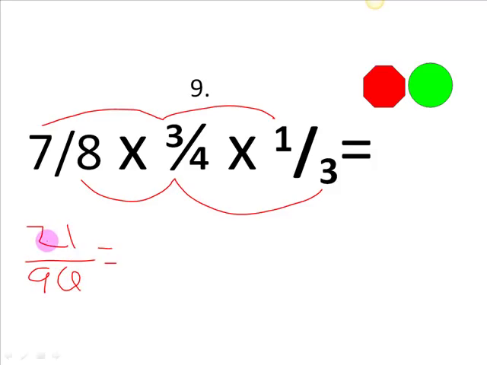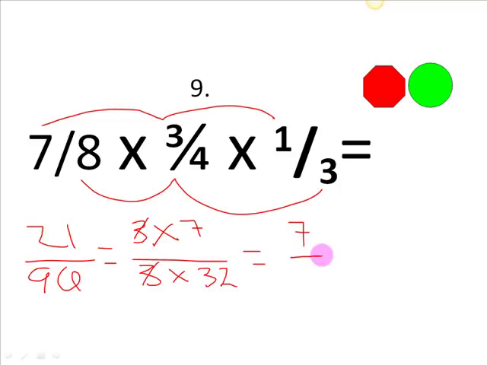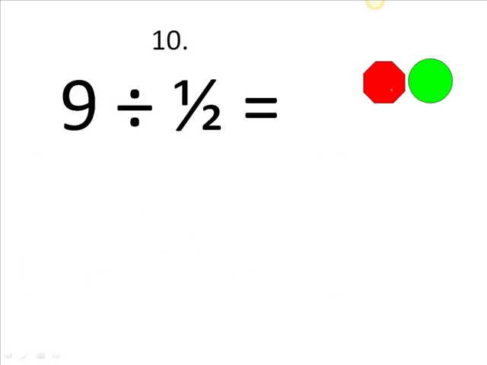And now we need to simplify this. I look at it and say, I know that 3 is a multiple here and 3 is a multiple here because 3 times 7 is 21 and 3 times 32 is 96. I now have a 3 in the numerator, I have a 3 in the denominator, and my final answer is going to be 7/32. Number 10. It's just a division by a fraction.